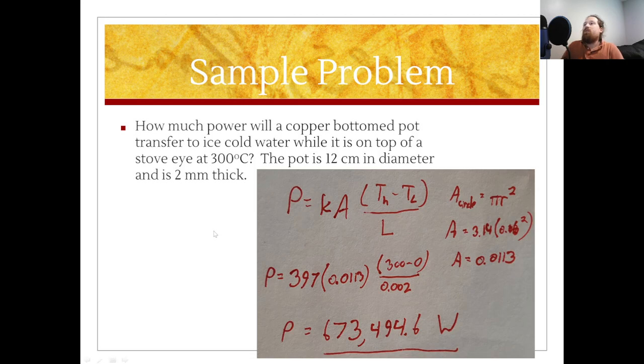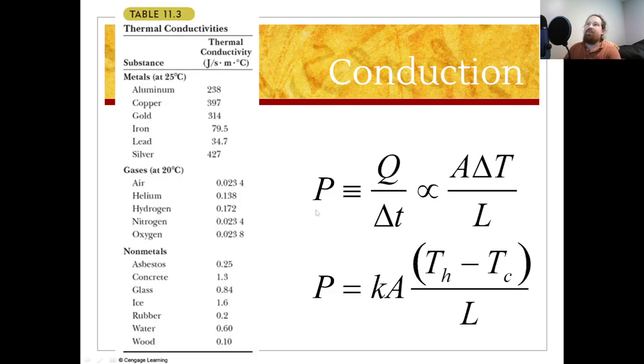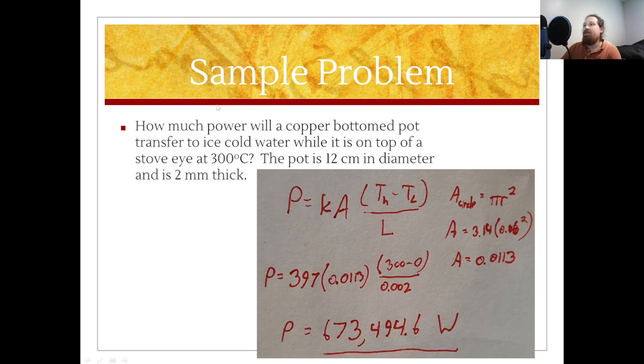So, let's quickly glance at our formula here. We're solving for power, so that's going to be our unknown. For K, we know what the pot is made of. It's made out of copper. So we can tab back to the previous slide and find the thermal conductivity constant for solid metal copper, 397. So that's the value that we will use for that K.